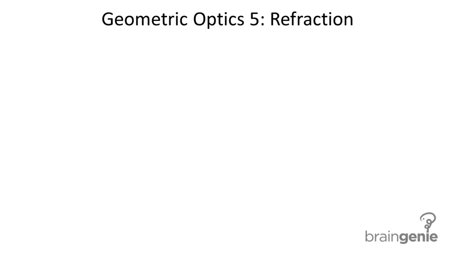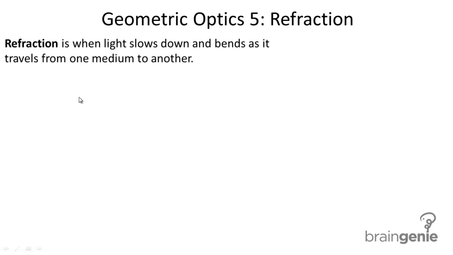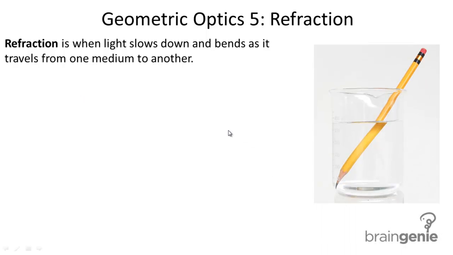Geometric Optics 5, Refraction. Refraction is when light slows down and bends as it travels from one medium to another. You can see this with a simple experiment. Place a pencil in a beaker of water. As you can see, the light coming from the pencil bends as it changes medium.